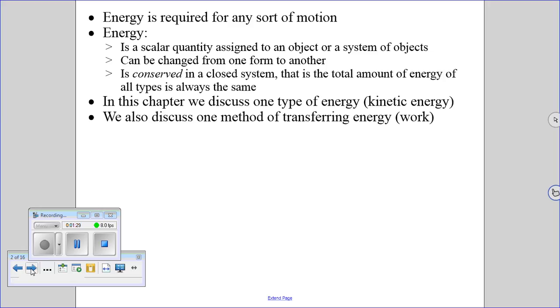So anyway, this chapter we're really just going to focus on kinetic energy, and we'll talk a little bit about transferring energy through the means of what's called work.